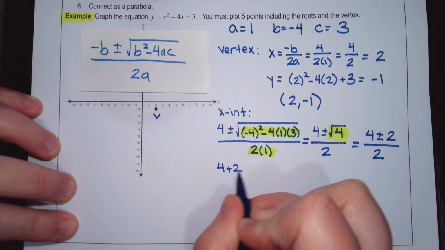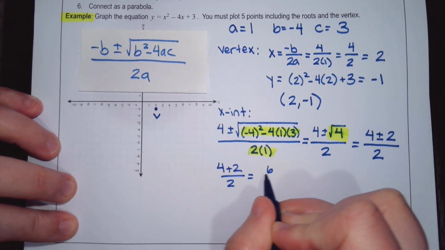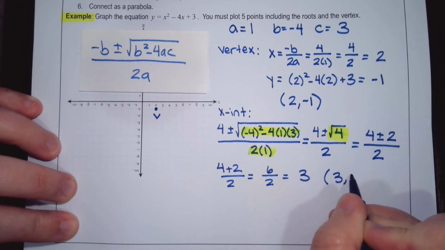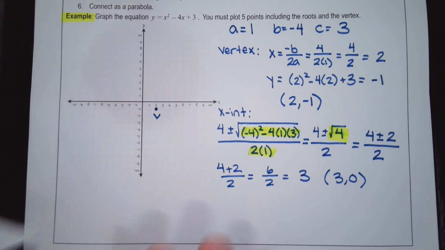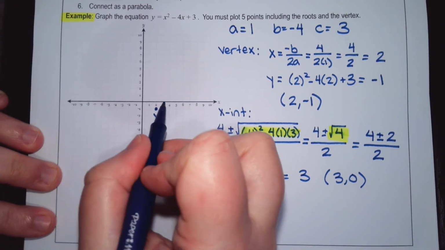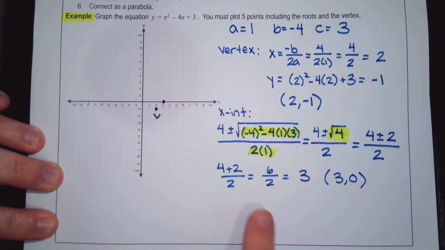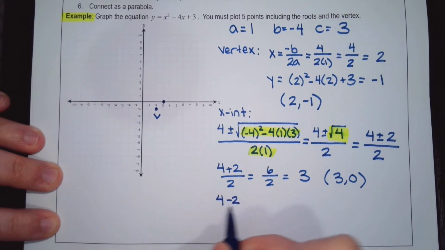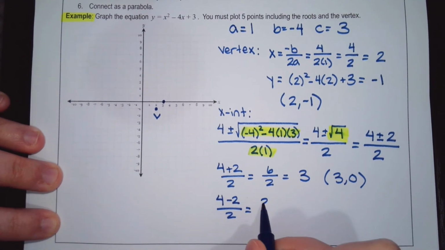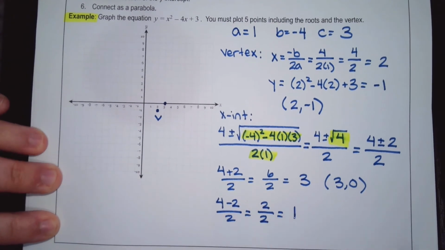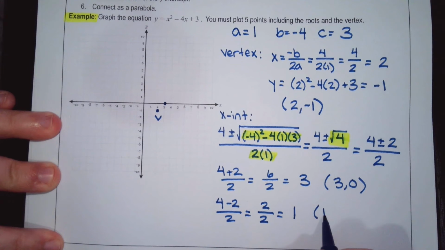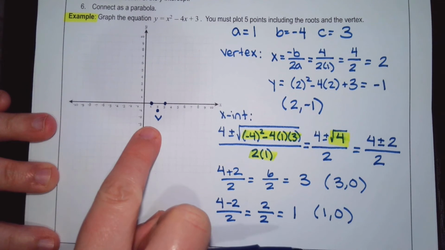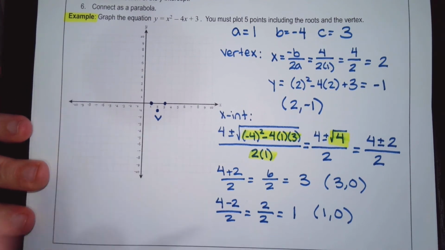So 4 plus 2 over 2 is equal to 6 over 2, which is 3. But remember, it's a point, 3, 0. So I am now going to plot that point 3, 0. But we're not done yet with the quadratic formula. We did the plus. Now we need to do the minus to find our second point. 2 over 2 is equal to 1. So our point is 1, 0. So as you can see, 3 points have been put down, 2 to go.